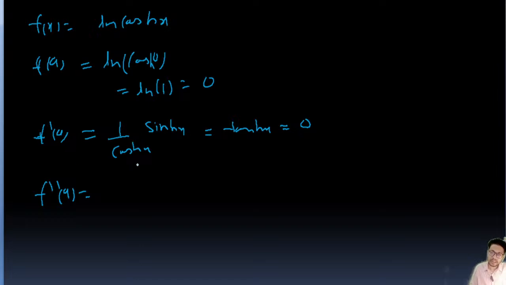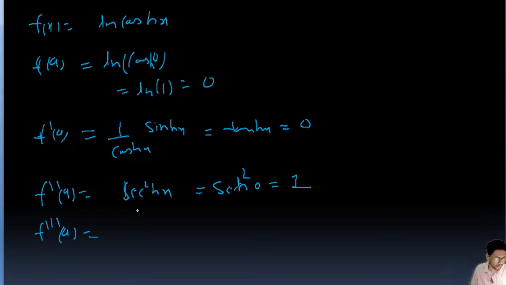Now f double dash a we will find. f double dash a, again differentiating tanh x, so this is going to be sech square x, right? And x equal to 0 we will put, so this is sech square 0, that is going to be 1. Okay, this value is 1. Now we'll find f triple dash a, so this is going to be 2 sech x tanh x, again x equal to 0, tanh 0 is 0.